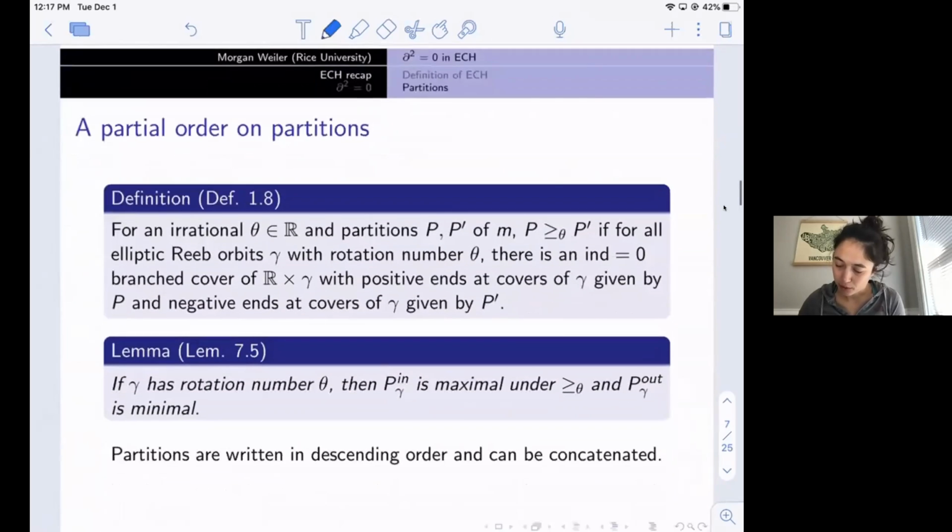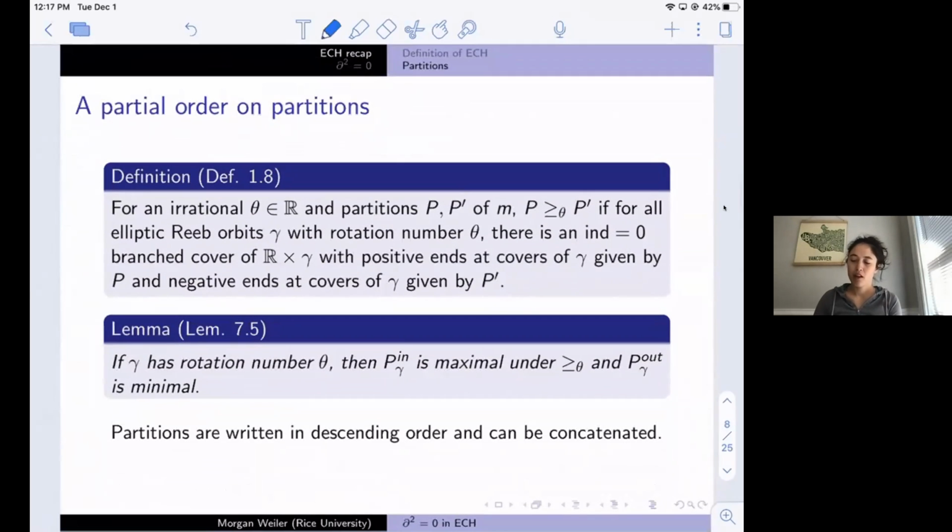Okay, so some facts about partitions. There's a partial order on the partitions. If you remember, ECH's initial definition is for a non-degenerate contact form, so the rotation numbers of elliptic orbits are all going to have to be irrational. So if I have an irrational rotation number theta and two partitions of an integer, then I say that P is greater than or equal to, with respect to theta, P prime, if for all elliptic orbits gamma with rotation number theta, there's an index 0 branched cover of R cross gamma with positive ends at covers of gamma given by P and negative ends at covers of gamma given by P prime.